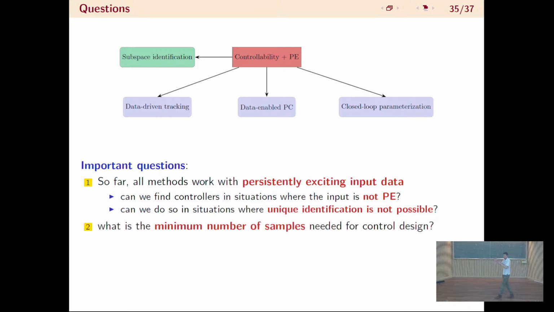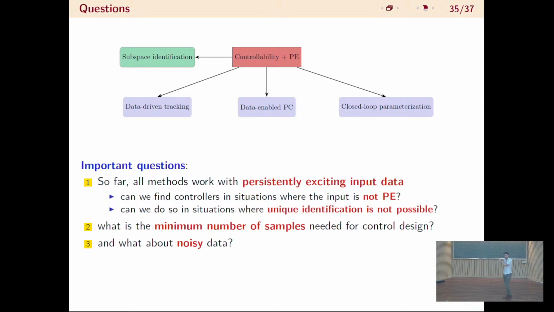Also, this is something I stressed before: this persistency of excitation condition puts a lower bound on the number of data samples. But what is the minimum number of data samples that I need for a certain control task, like stabilization or tracking or something else? That's not clear at the moment. Persistency of excitation is certainly sufficient to do these things, but it may not be necessary. And then finally, what about noisy data?